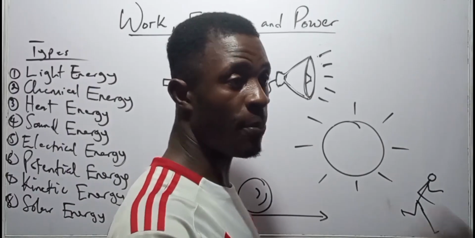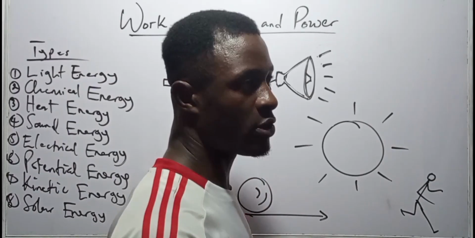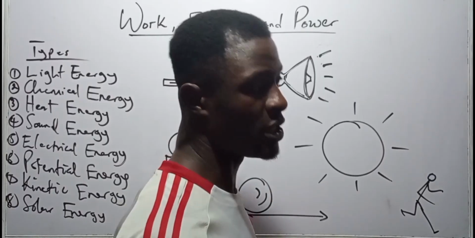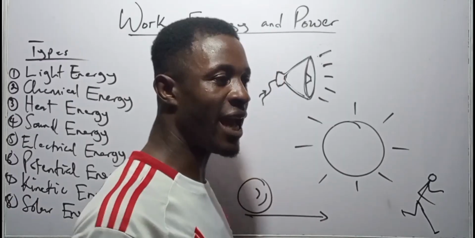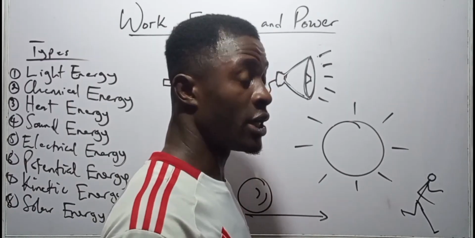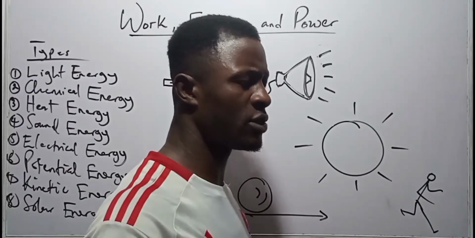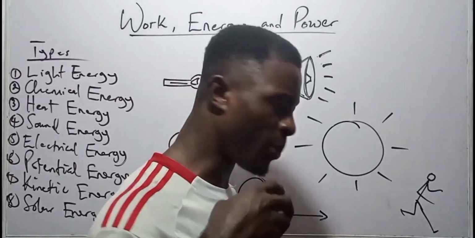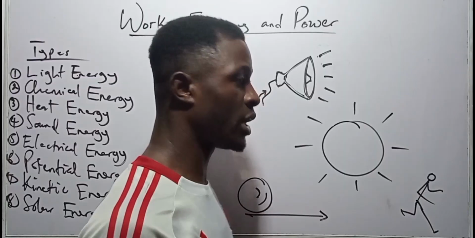When he runs up to a point, he starts feeling sweat. You start seeing sweat on his body. That is heat energy. His body is giving off heat energy. So the food that he ate, the work that he's doing, is converting the food to heat energy, to mechanical energy, to kinetic energy, to potential energy. So a man that is running has a lot of energy working in his body.